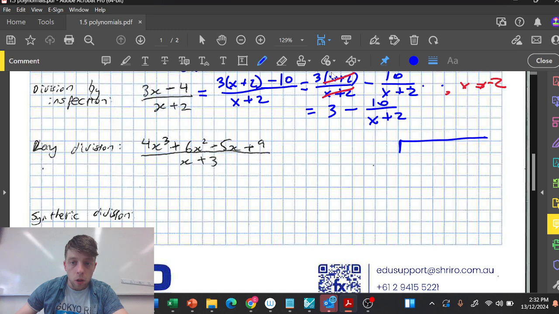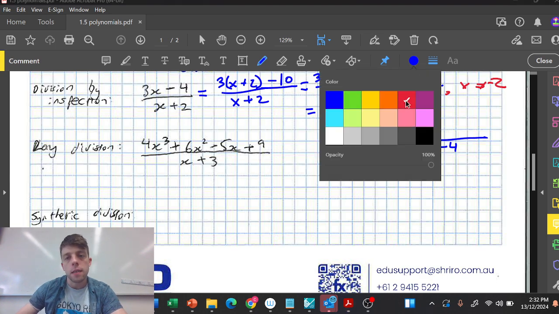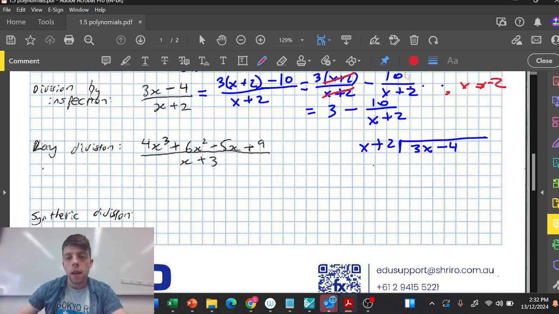Now, the way polynomial long division works is we basically put the dividend underneath here, so 3x minus 4, and we put the divisor out here. So this is x plus 2. And what we do is we take the leading term of the dividend, divide it by the leading term of the divisor. So 3x divided by x is equal to 3. And then we put it over here, in line with the same type of variable. So this is constants over here.